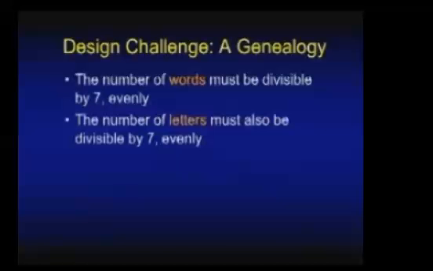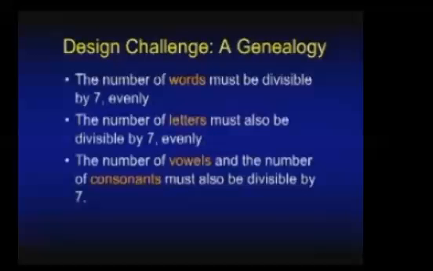But I want the number of letters also to be divisible by 7 exactly. Uh-oh, that gets a little more challenging. See, the first rule, you've got 6 chances of losing, 1 of winning, but you can fudge around that one. The second rule, you've got 7 squared. You've got 1 chance of winning and 49 minus 1, 48, of losing. You follow me? So every time I add a rule, it increases your chances of missing. The number of vowels, the number of consonants divisible by 7.